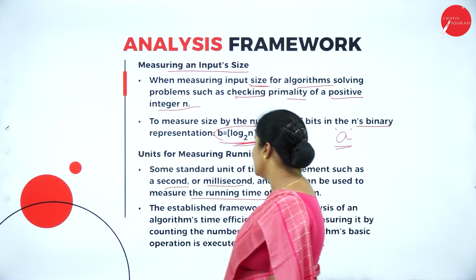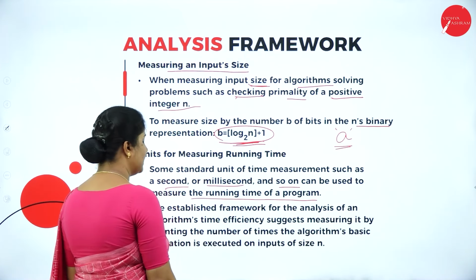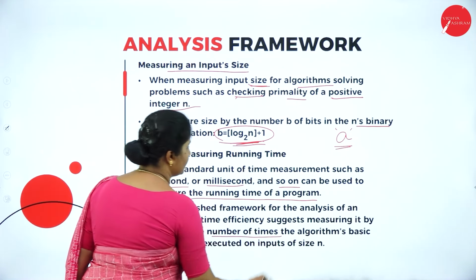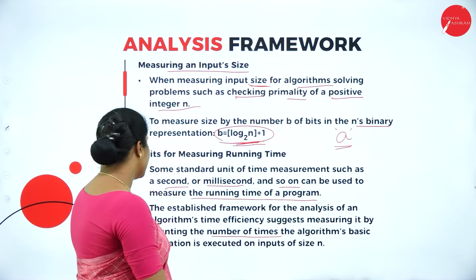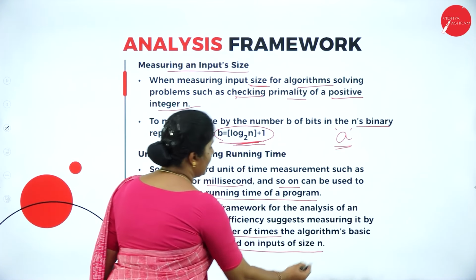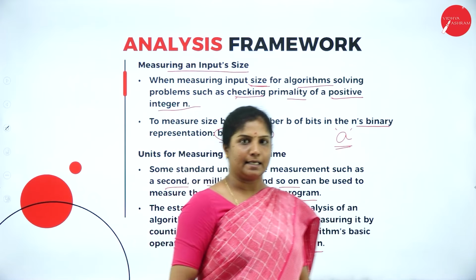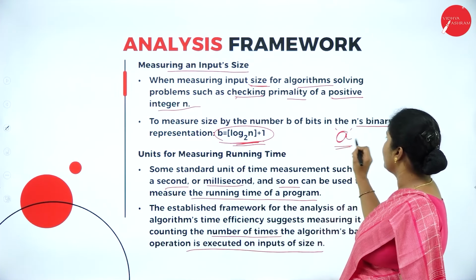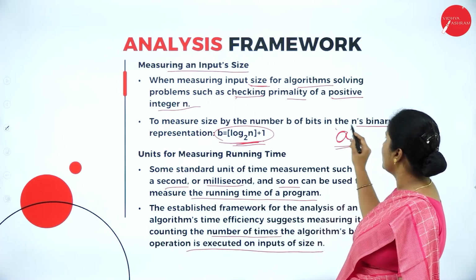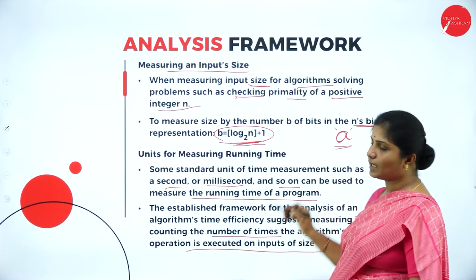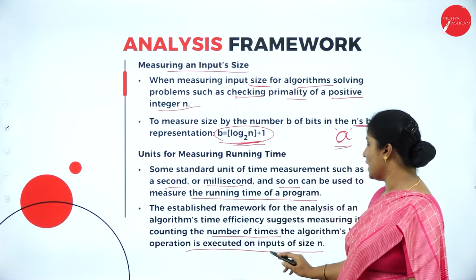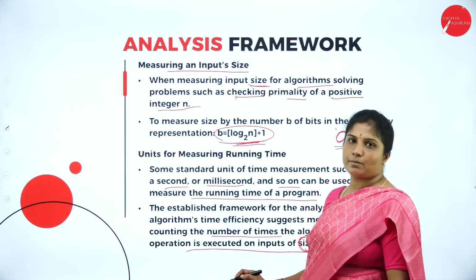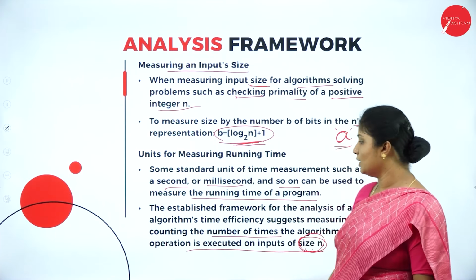The established framework for the analysis of algorithm time efficiency suggests measuring it by counting the number of times the algorithm's basic operation is executed on input of size n. So here we have given a size n. We have entered a character, so it takes an n-bit binary representation, so that they execute on input of size n. They are measuring the running time for the input of n values.